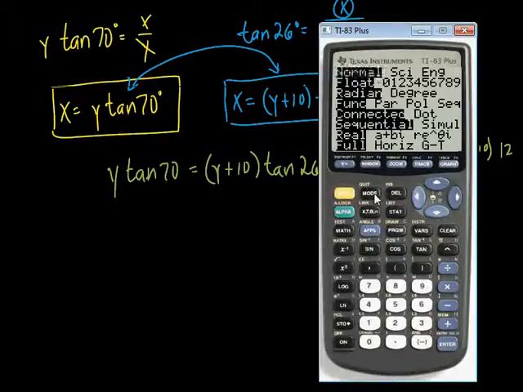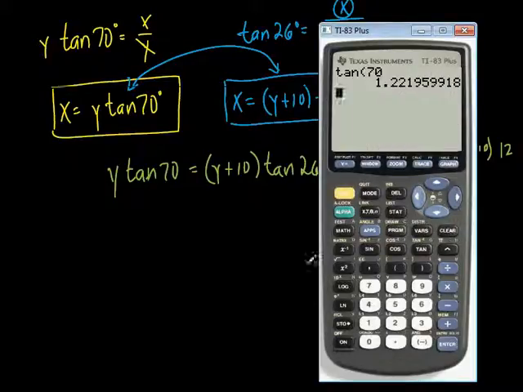Well, maybe I'm in the wrong mode. Yeah, here we go. Because I got it in radians instead of degrees. I'm just showing you right there. Because remember, my default is radians. I don't know why. And I just stuck that in there.